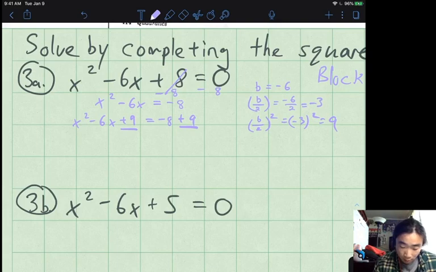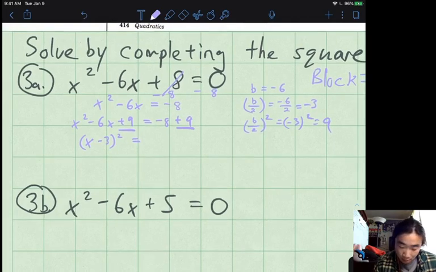From here, we recognize that this whole thing is your perfect square. So it becomes (x minus 3) squared. How did I get minus 3? Well, that's just half of negative 6. That's this factor in your perfect square. b over 2 squared is c. b over 2 is what goes here. Negative 8 plus 9 gives us 1.